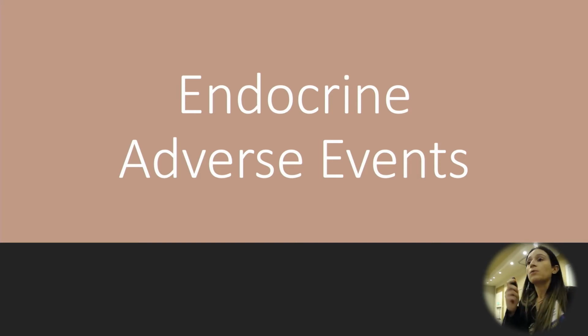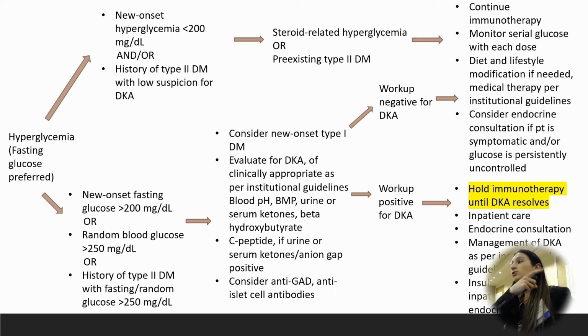For endocrine adverse events, the endocrinopathies that happen with immunotherapy are usually lifelong. Like the patient would need hormone replacement for their whole life. But as you can see, there's no grade, and none of these require a permanent discontinuation of the immunotherapy. You will basically just replace the hormones and continue the patient on the therapy.